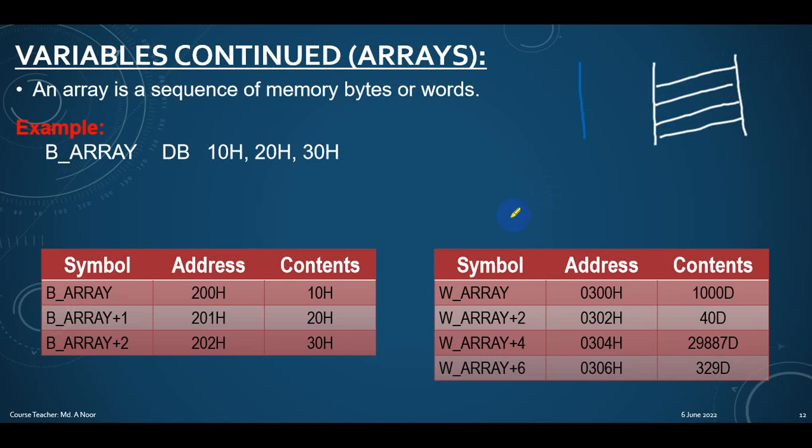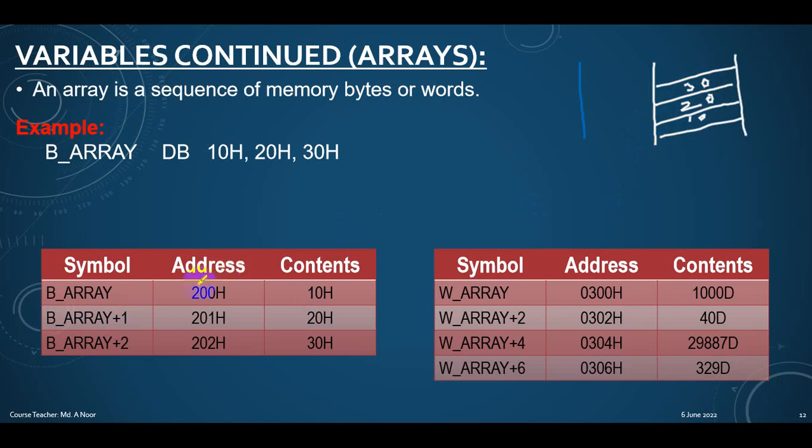So you have defined an array. At the first location, you have stored 10 hex, 10, then 20, then 30. So this is the first location, barray.